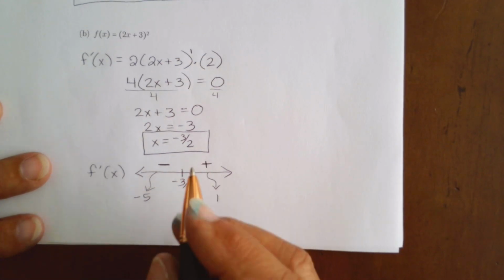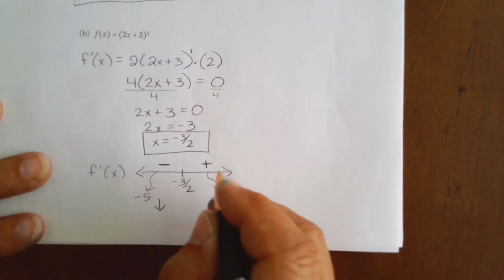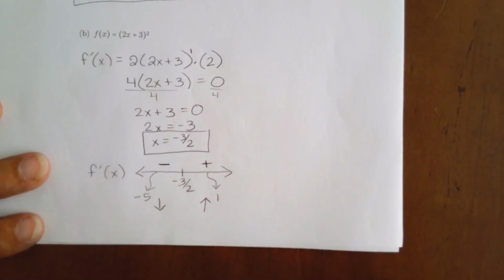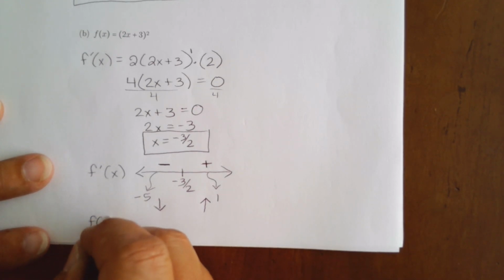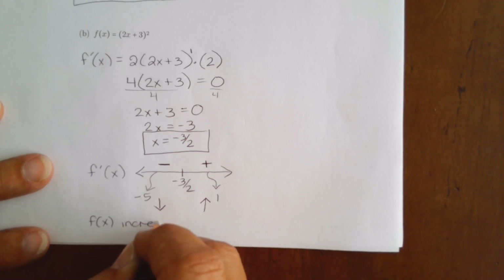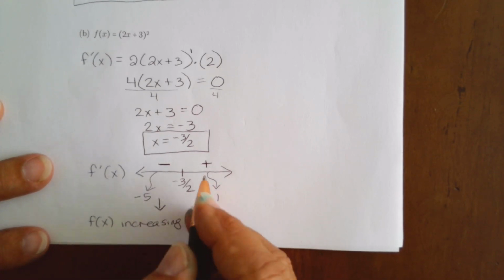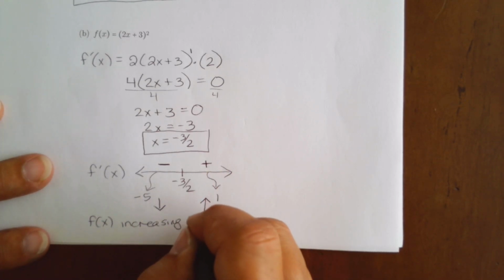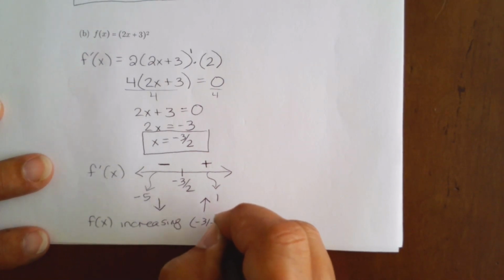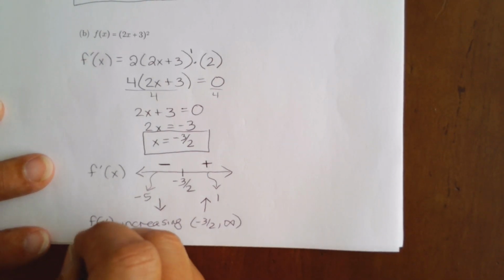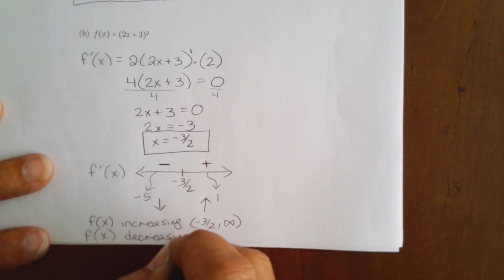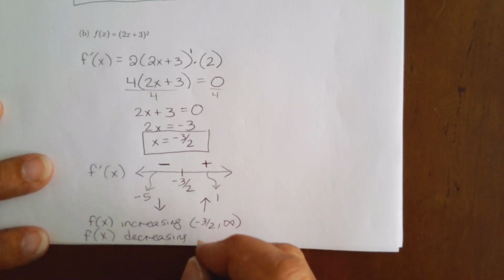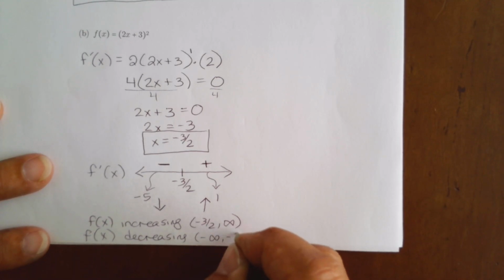All right, so I know my function is going to be decreasing over here and increasing there, right? Those are the signs I got. So f of x is increasing over here, so from negative 3/2 to infinity. And f of x is decreasing over here. So that would be from negative infinity to negative 3/2.